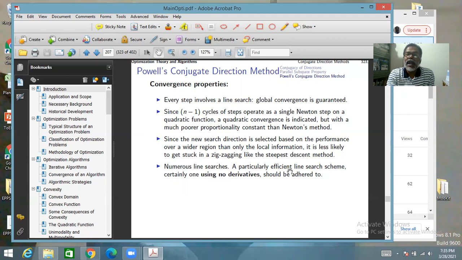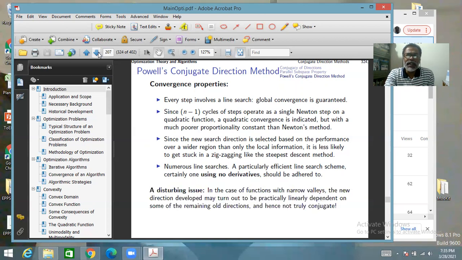One thing that has to be kept in mind is that Powell's method uses a lot of line searches, and therefore, when you implement it, you should use a line search scheme which is fairly efficient, and certainly one that uses no derivatives, because the actual method does not need derivatives. It is its selling point. Its selling point is that it is a direct method. Now, inside that, if the line search uses derivatives, it will be very sad.